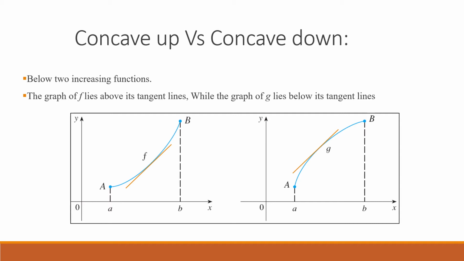Alright, just as we did in increasing versus decreasing function, another property is concavity. Is it concave up or concave down? So here are two graphs that we have. I have this function from a to b. And by the way, the two graphs are increasing. If I wanted to draw a tangent line in the middle of the function, you will find that the tangent line here is below the function, while the tangent line here is above the function.